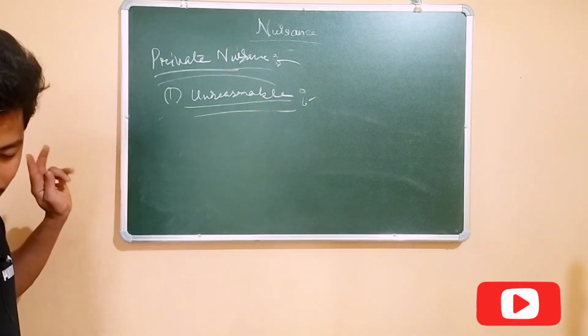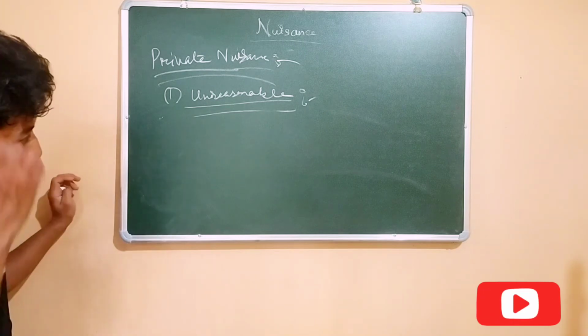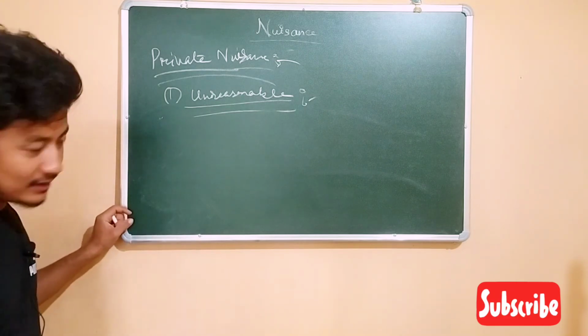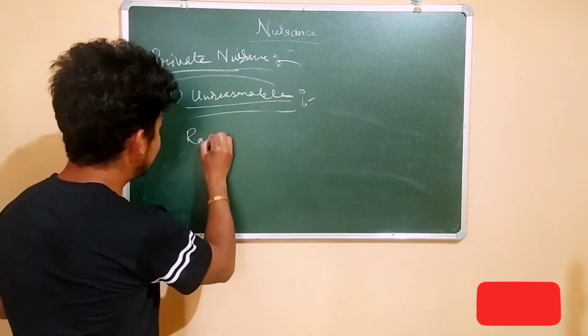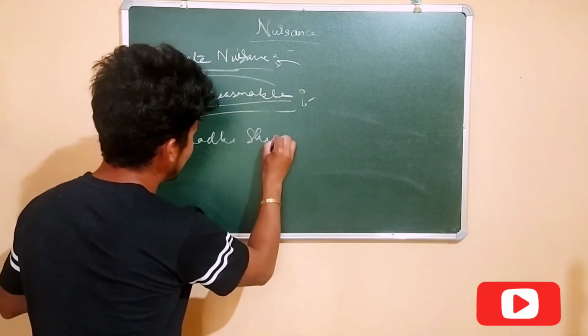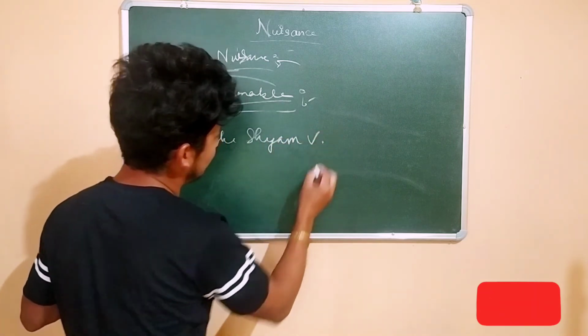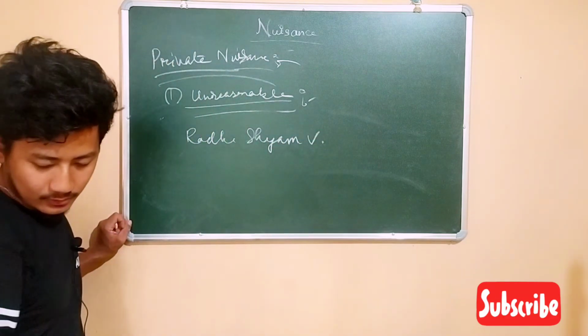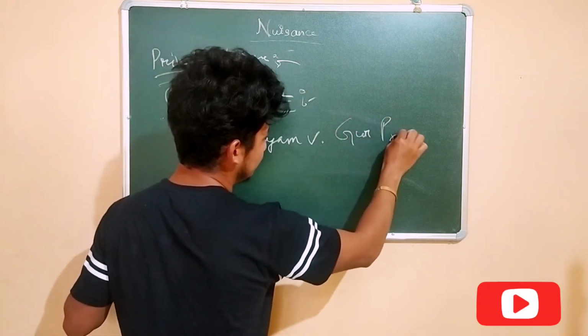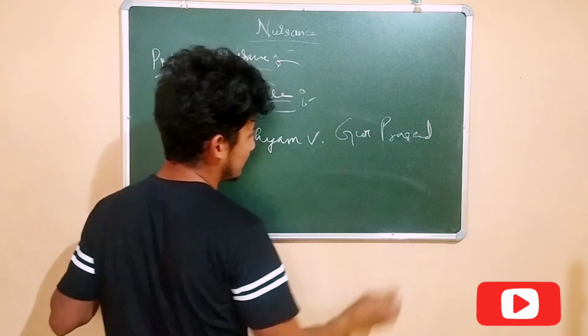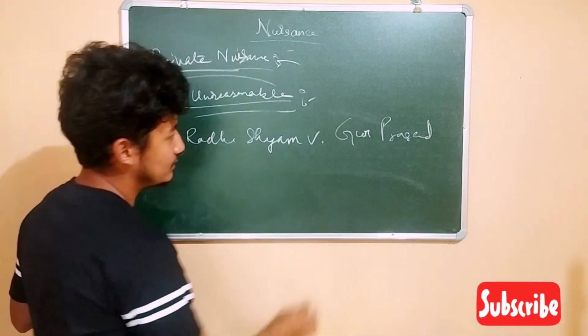So I hope it is clear to you. So, unreasonable interference. We are discussing three essentials, right? Under this we have another case law, Radheshyam versus Gur Prasad, 1978.